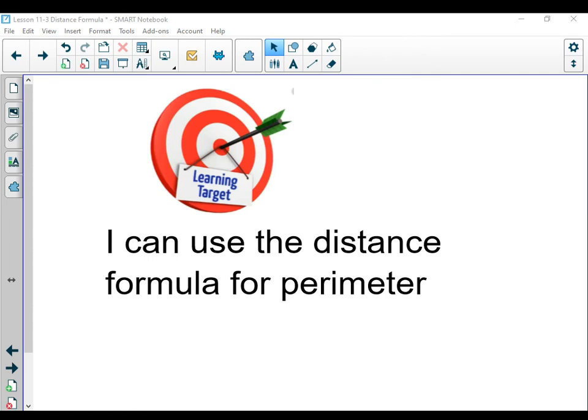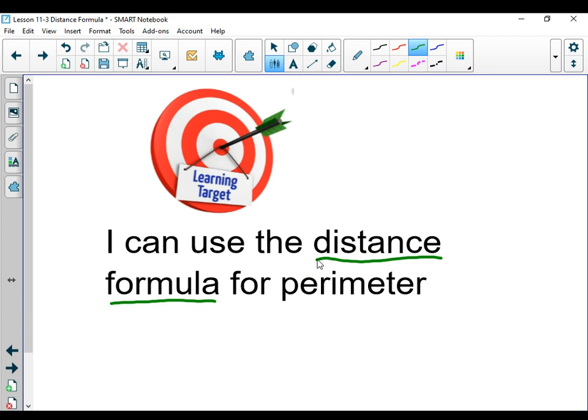The good news is we still have the distance formula from yesterday. Does anyone want to write it on the top of today's page?